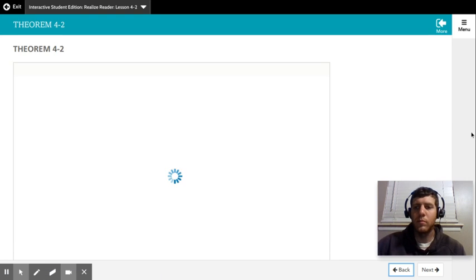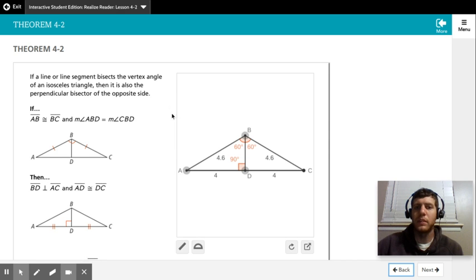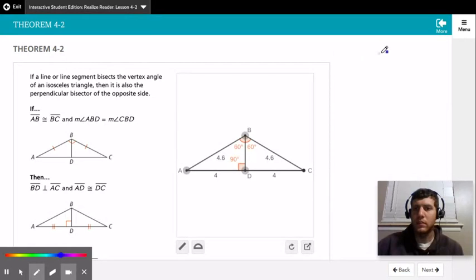Okay, so for example 4, we have to use theorem 4.2 here. What theorem 4.2 says is if we bisect the vertex angle of the isosceles triangle, then it's going to be a perpendicular bisector to the base of the triangle. So let me just draw another one as an example up here.